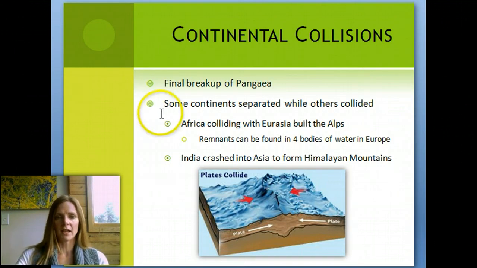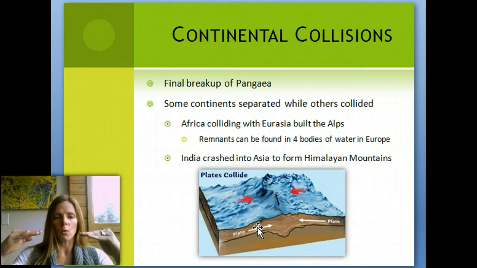So Africa was colliding with Eurasia, which built the Alps. Remnants can be found in 4 bodies of water in Europe. India crashed into Asia to form the Himalayan mountains. So it's kind of cool. Here's just a quick little picture. You have these 2 plates that kind of come crashing together. Well, when you crash together, something has to give, and that's what happens, you have the formation of mountains.